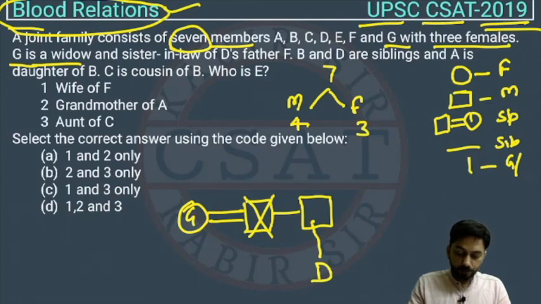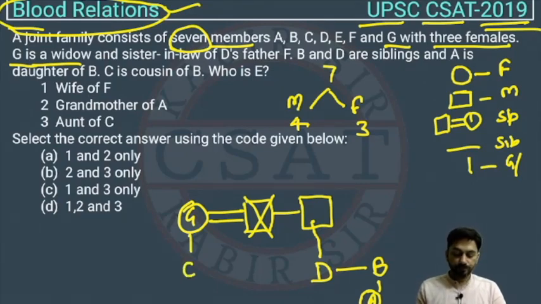Now B and D are siblings. And A is the daughter of B, so A will come here. A is a girl and the daughter of B. C is a cousin of B. So C won't come here, C will come on this side, because there are only 7 members. So in a reasoning question we assume that C will come here. So C is the child of G, right?